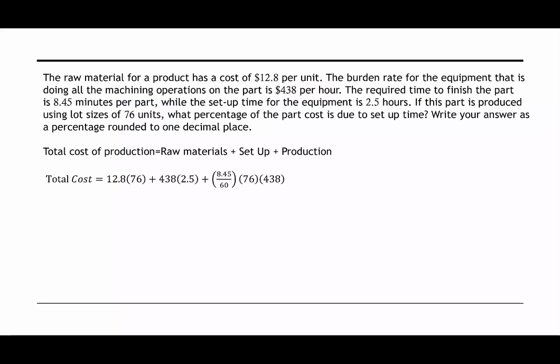When we put this all together, we get a total cost of $6,755.86. We want to find the percentage of the part cost that is due to setup. So let's go back and look at our setup time. We've already said that the setup cost can be found by multiplying the number of hours, 2.5, times the production cost per hour of 438, which gives us $1,095.